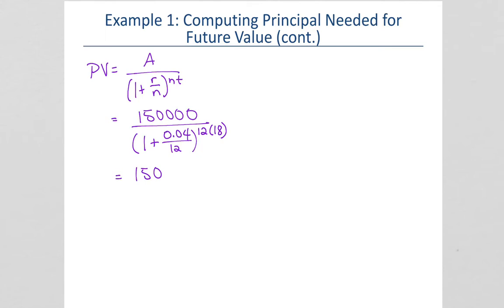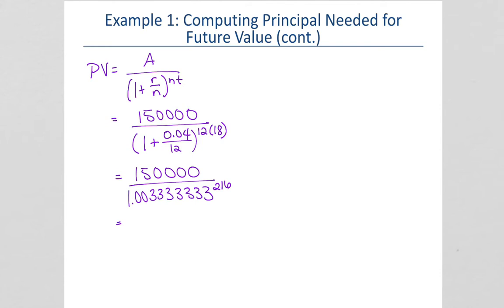Simplify a little bit, especially if you're not using a graphing calculator or Excel. 0.04 divided by 12 and then add 1 using as many decimal places as possible. And 12 times 18 is 216. So you would first start with your exponent, so raised to the 216th power, and then you want to divide 150,000 by that number.